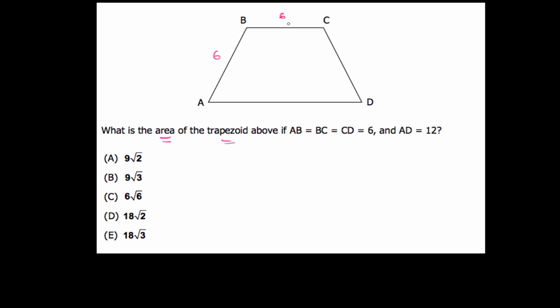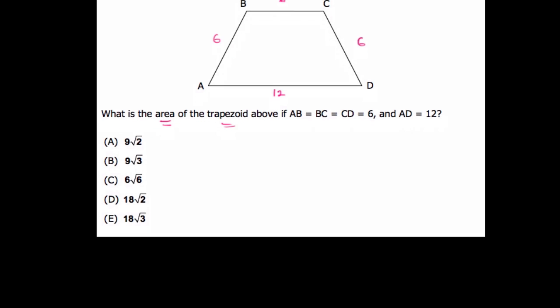So this is also going to be 6, and CD is also going to be 6. And then we are told that AD equals 12. So anyway, since you're told to find the area of a trapezoid, the very first thing you want to know is you need to know the formula for finding the area of a trapezoid.